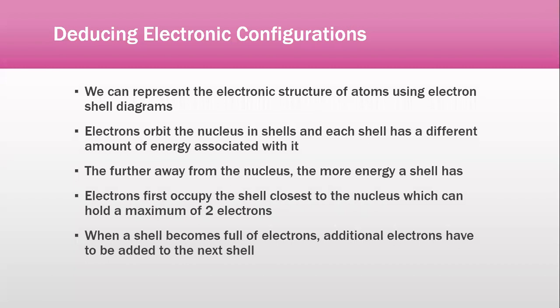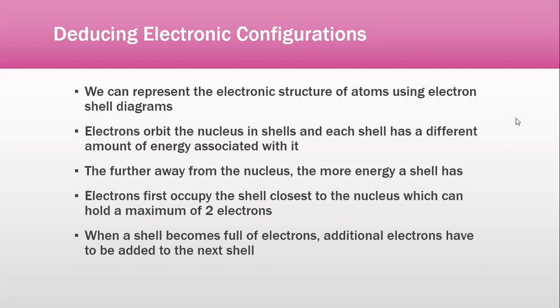Deducing electronic configurations. Now we can represent the electronic structure of atoms using electron shell diagrams. We know that electrons orbit the nucleus in shells, and each shell has a different amount of energy associated with it. Shells are also known as energy levels. The first shell has the lowest energy level, and as the shells go further away, their energy level also increases.